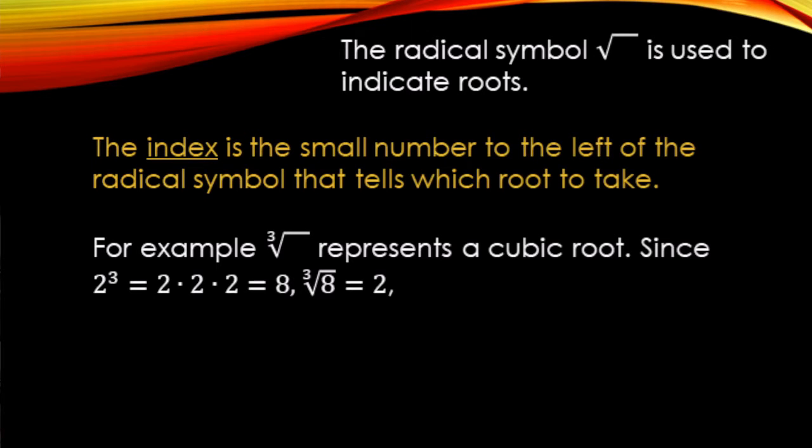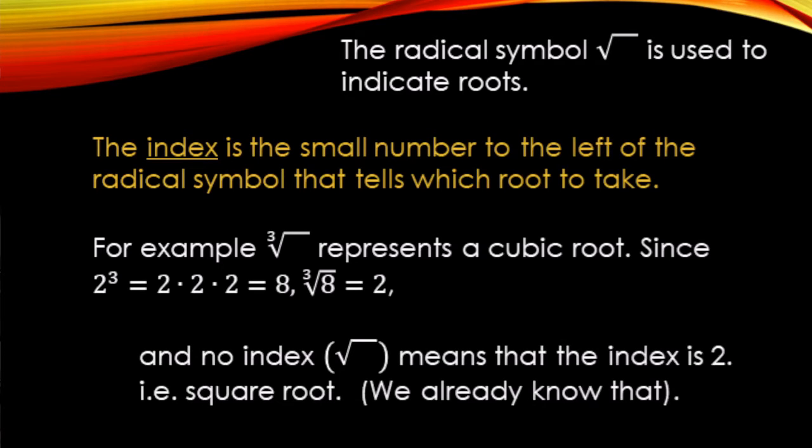Now in this example, we're going to be looking at cube roots. So the little 3 is the index, so we're looking at the cube root. So since 2 to the third power, or 3 factors of 2 shown there, equals 8, going the opposite direction, the cube root of 8 equals 2. Now, if you don't have an index on your radical, it's automatically assumed it's a 2, or square root, but we already know that.